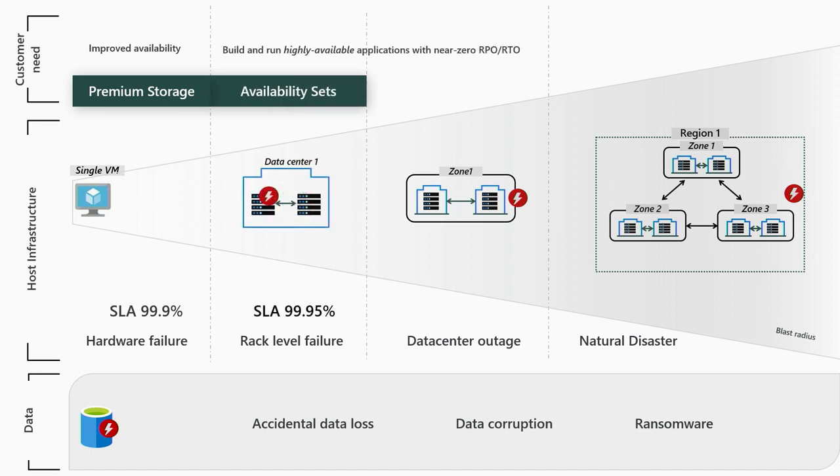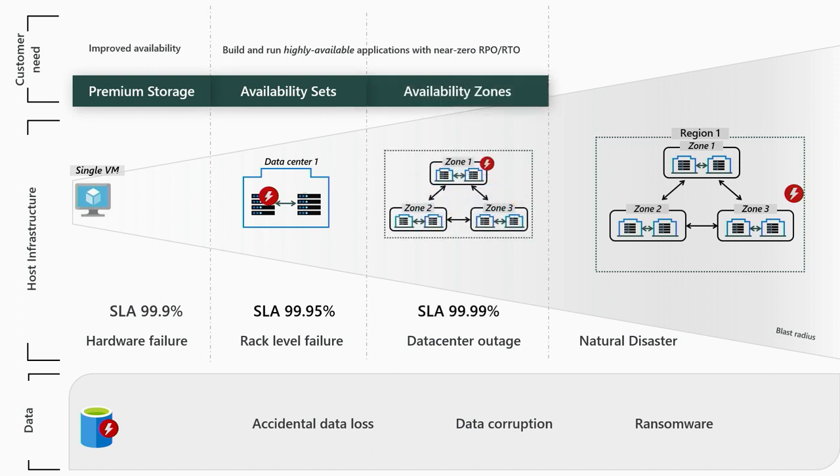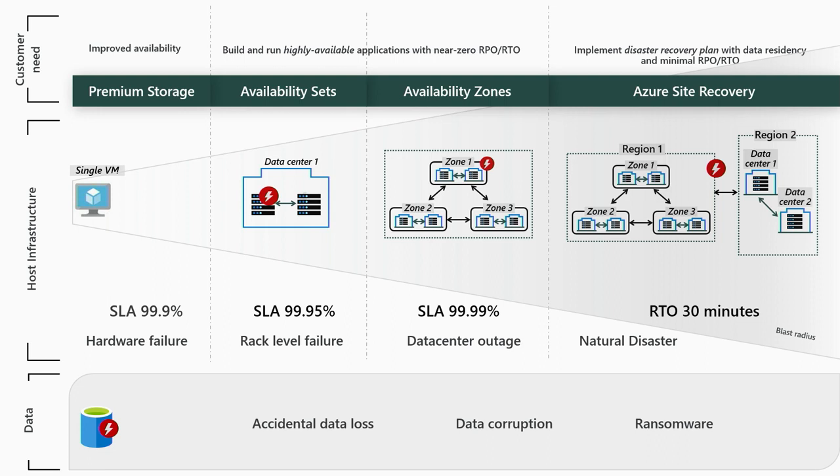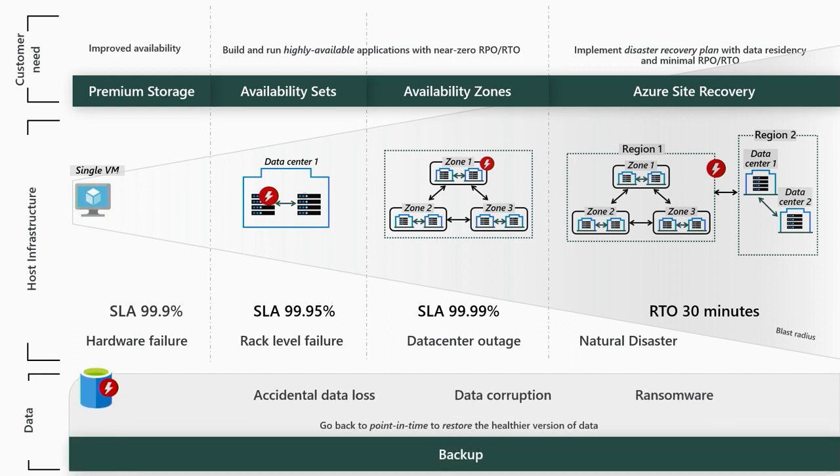The second is Azure offers availability sets, which protect from rack-level failures. I'll dive deep into each of these constructs subsequently. For data center level outage protection, we recommend availability zones. And for an entire region level failure, we recommend you think about multi-region deployments, okay? In all of these cases, you're going to make sure that the data backup is taken care of, right?